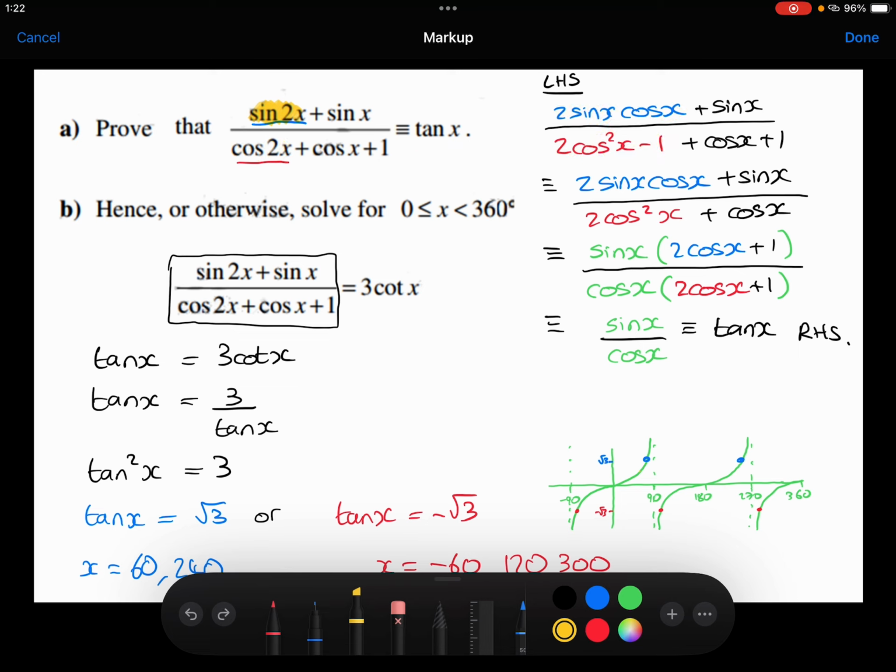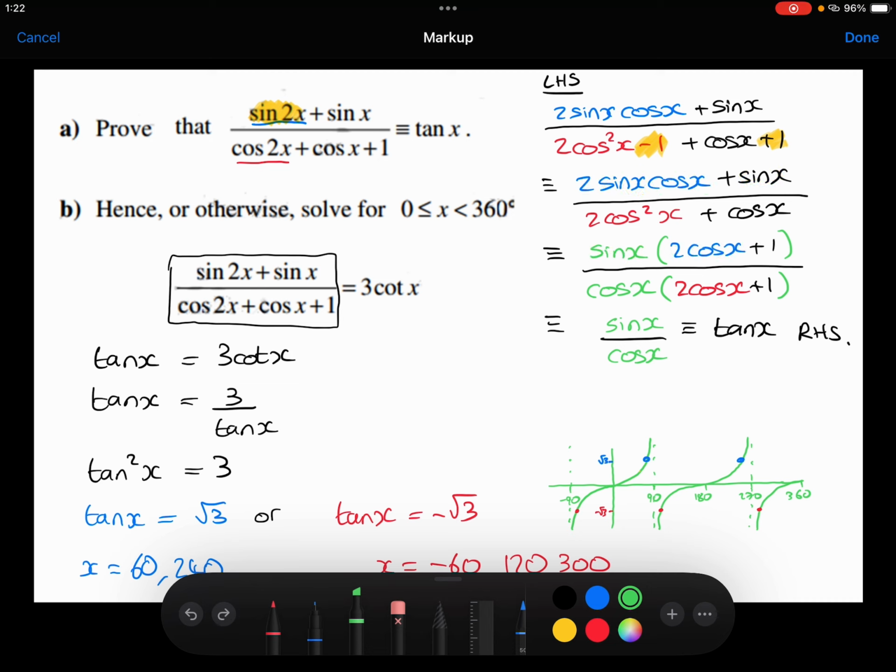The next thing I've done is I noticed that this minus 1 and this plus 1 cancel out. So that's got me to this line here. Then I noticed that I've got a sine x in both terms on the numerator. So I've just factorised that outside. And that's left me with the 2 cos x plus 1 on the inside.